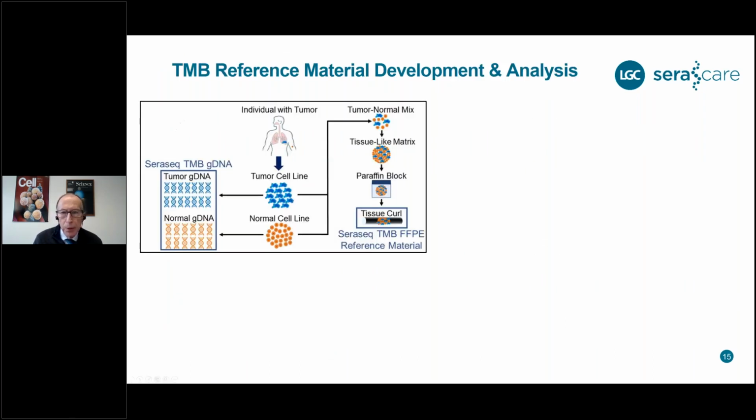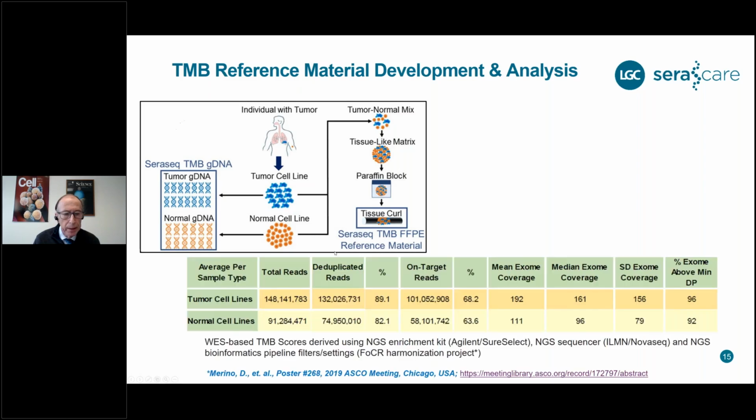On mutational burden, let me spend a few moments talking about how we make these products and their application. So important for immuno-oncology companion diagnostics right now. So in this case, we're using tumor cells and normal cells from the same patient. We make mixes and then create paraffin blocks, and then we can make curls for your assay to be validated. We use whole exome sequencing.